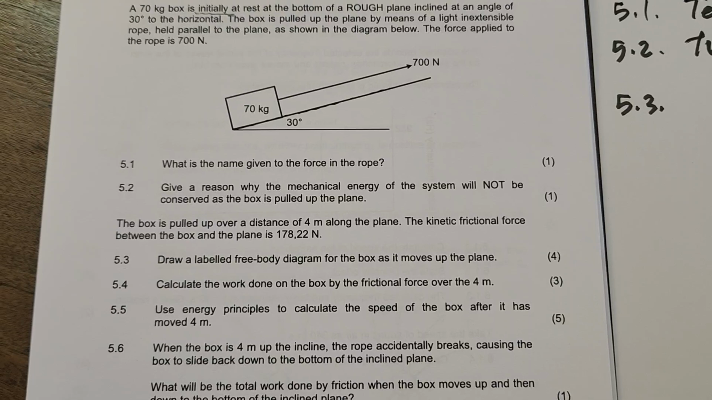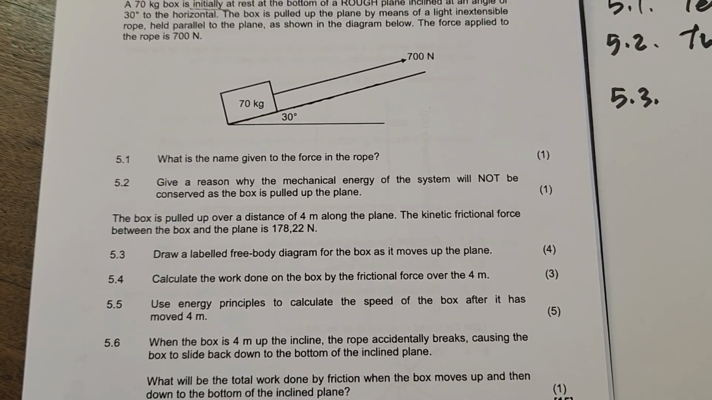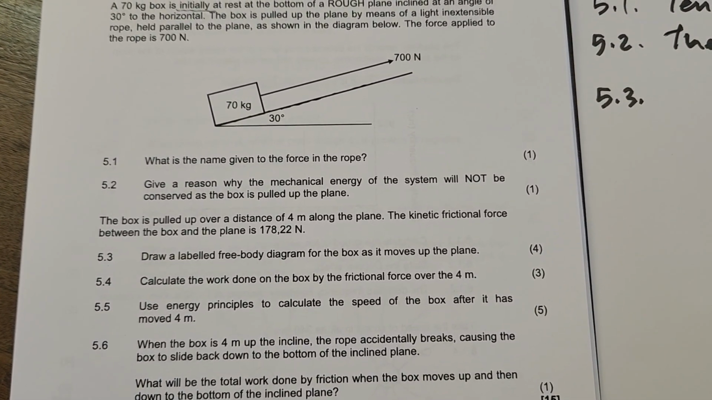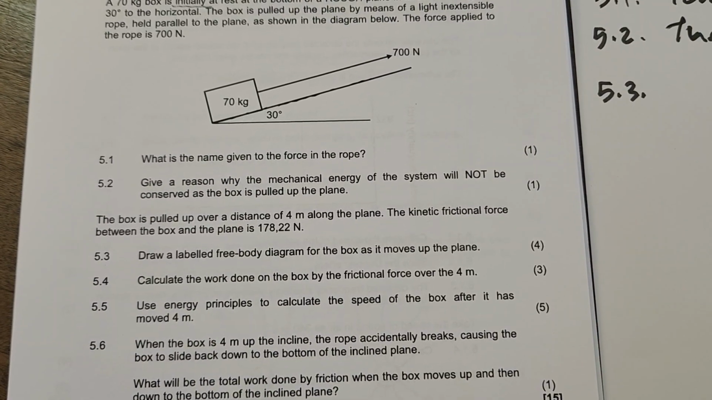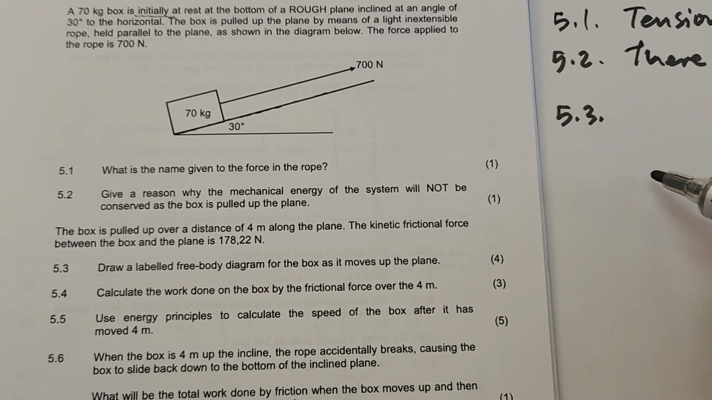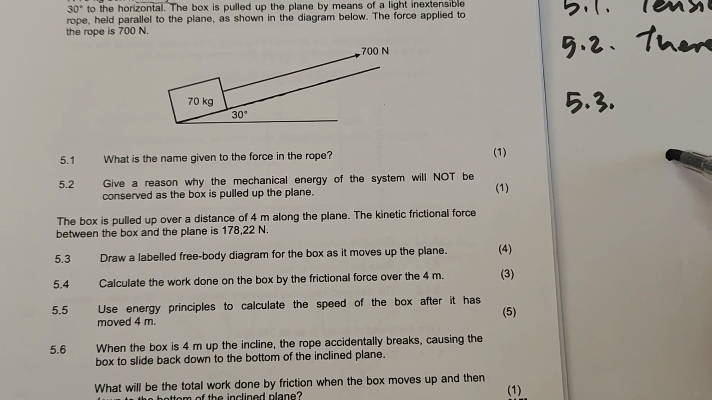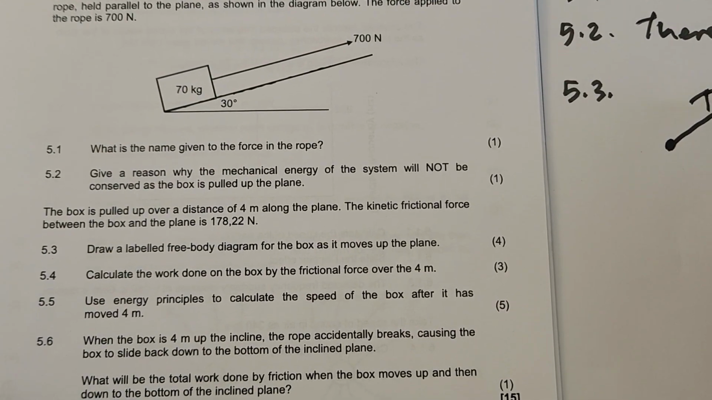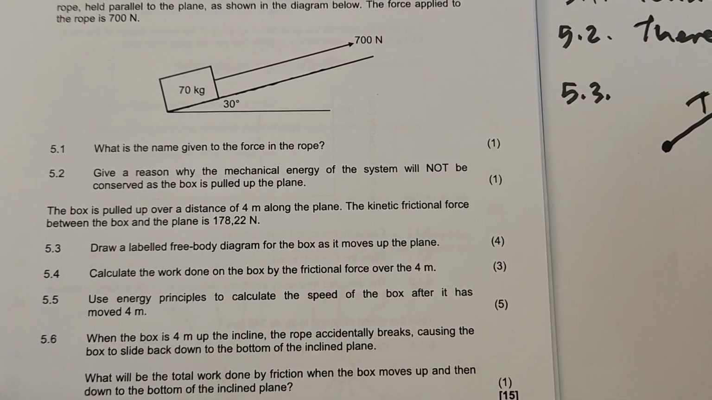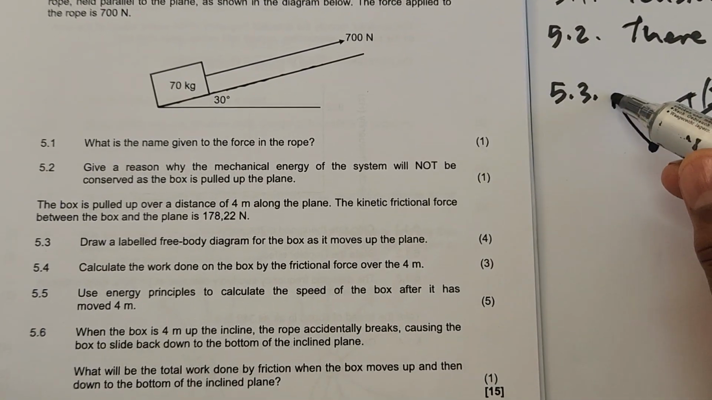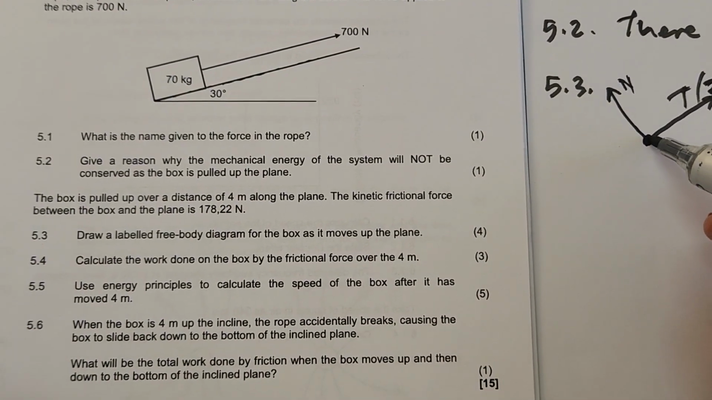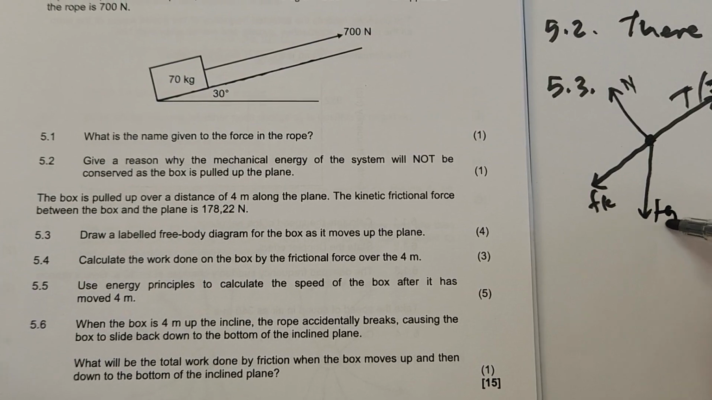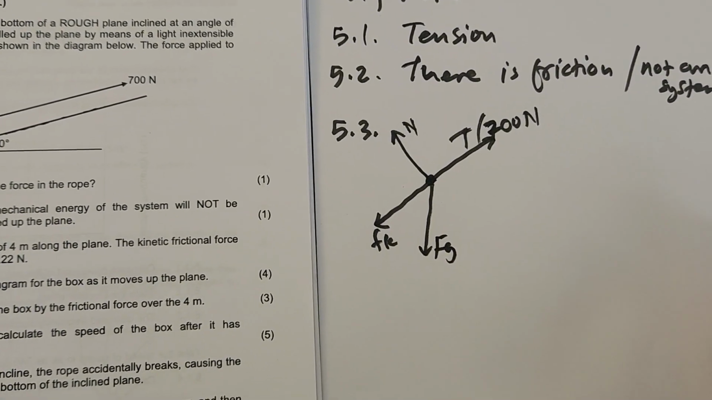The next one: the box is pulled up over a distance of 4 meters along the plane. The kinetic frictional force between the box and the plane is 178.22 Newton. Draw a free body diagram for the box as it moves up the plane. In this case, the free body diagram will have various options. Up the plane, there's a pulling force, which is the tension, or you can just write 700 newtons, and there is a normal force. There will be the frictional force and the weight. This is easy. Normally they say start with the weight because every free body diagram has the weight.